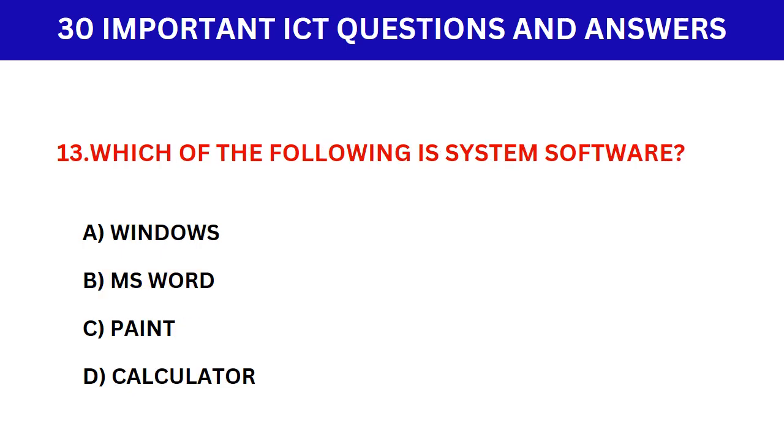Question number 13. Which of the following is system software? Option A, Windows. Option B, MS Word. Option C, Paint. Option D, calculator. The right answer is option A, Windows. System software helps run and manage the computer system.